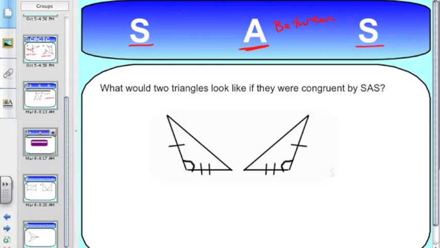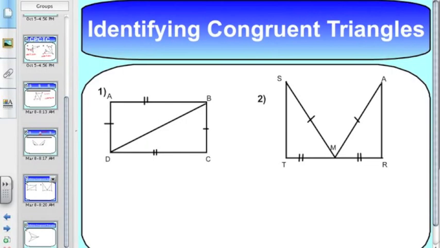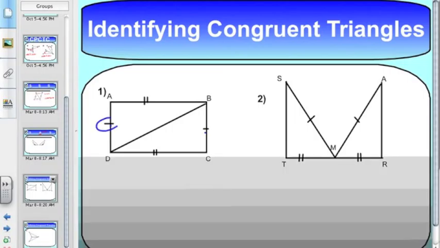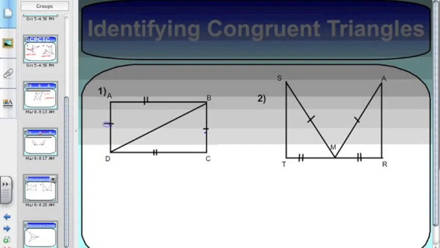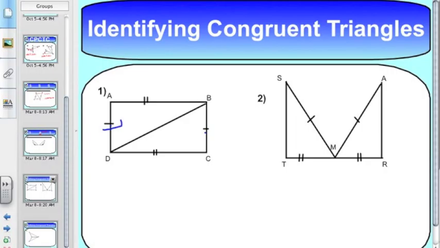So the next 3 examples are going to be looking at a figure and telling me if those 2 triangles are congruent. If it is, I want you to write the congruent statement. So let's take a look at number 1. Are the 2 triangles congruent? Well, I notice I got these 2 sides are equal, right? Oh, sorry. So these 2 right here are equal. And then so are the top and the bottom.